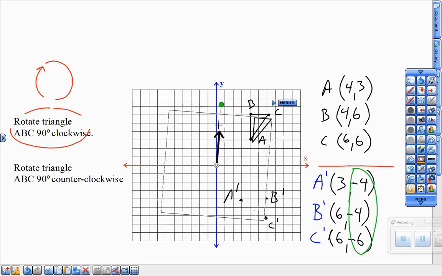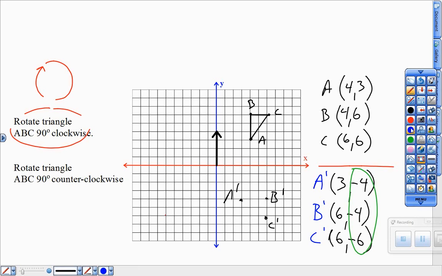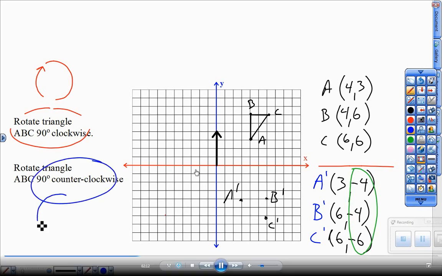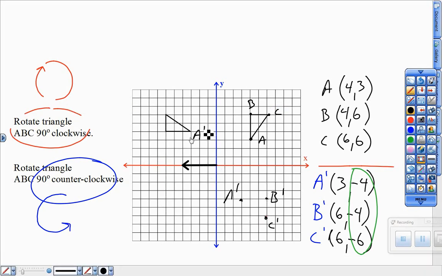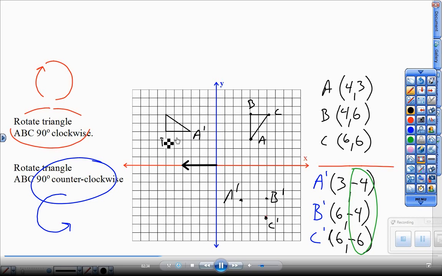So if I take that same triangle, the second word is dog. Dog. If I take that triangle and do a counterclockwise, going against the way a clock turns, it should end up over here somewhere. And again, I want you to see what happens to those coordinates. So a quarter turn to the left around the origin gives me these new points right here, which are A prime, B prime, C prime.